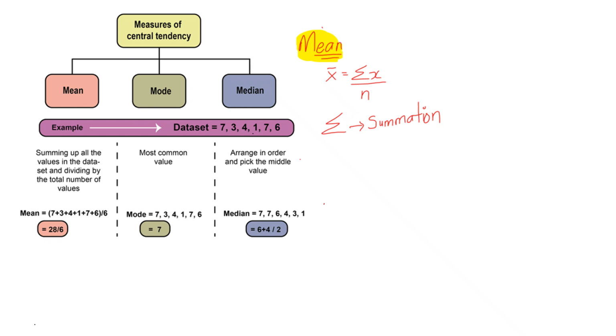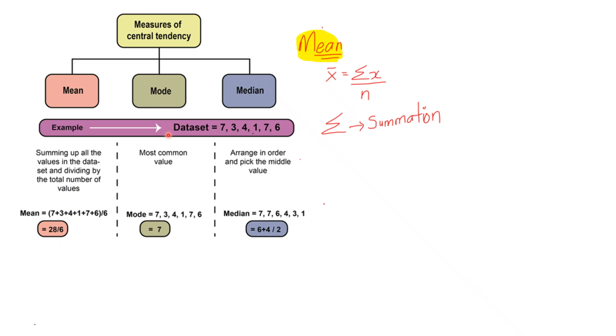So there are three ways to find the measure of central tendency. One is mean, one is median, and one is mode. So in case of mean, we basically find the average of the data values, whatever the data values are given. We sum up all the values and we divide it by the total number of values. That means we are basically finding out the average.